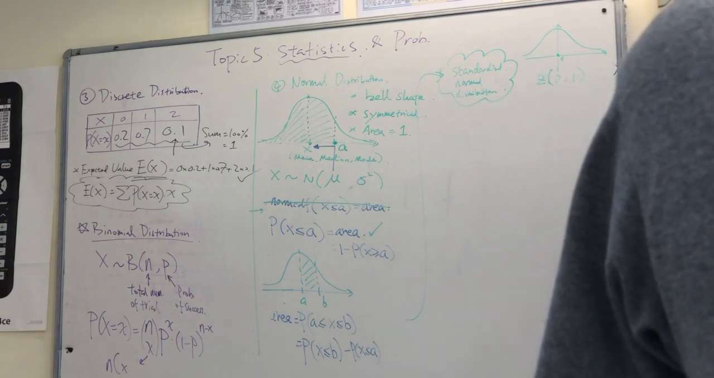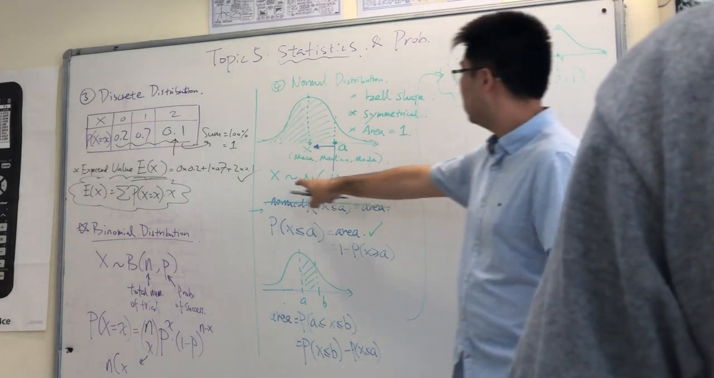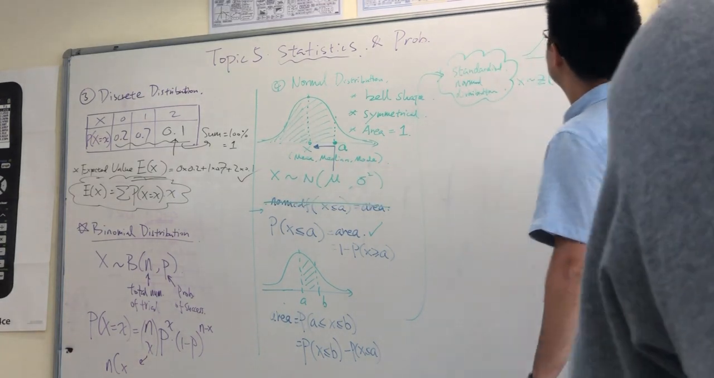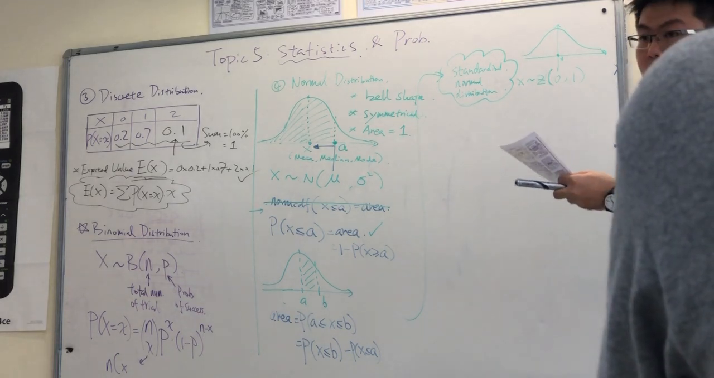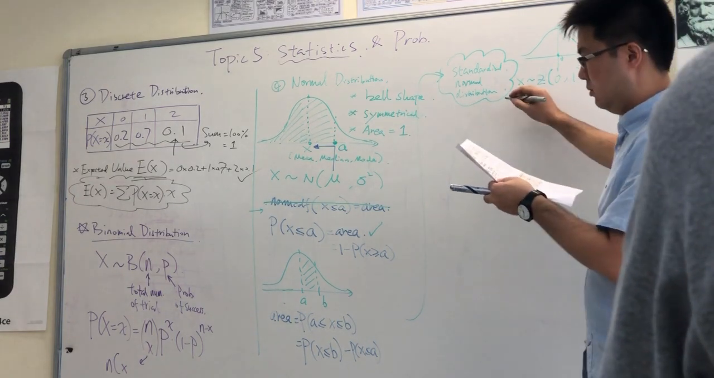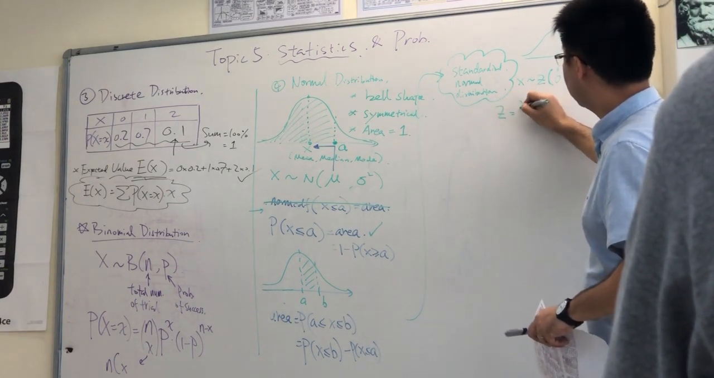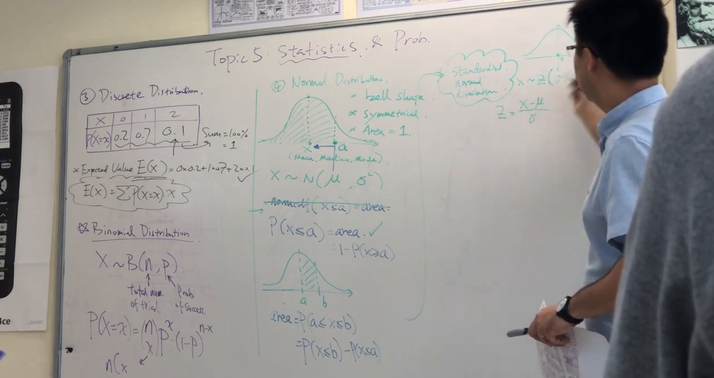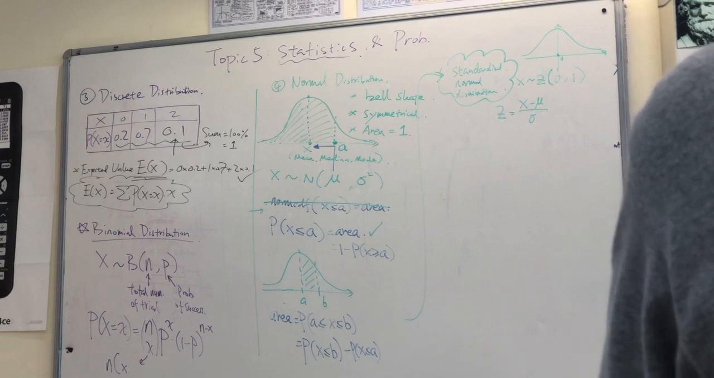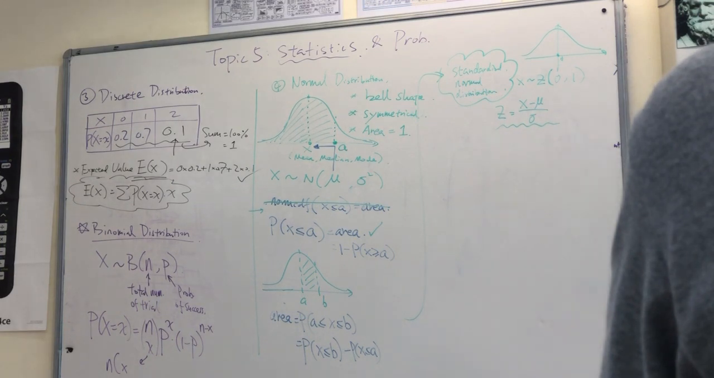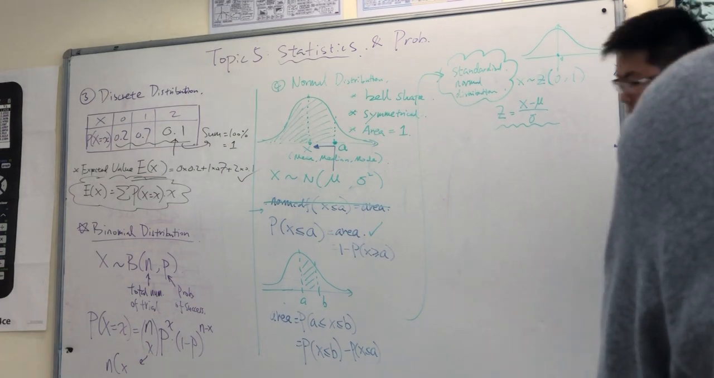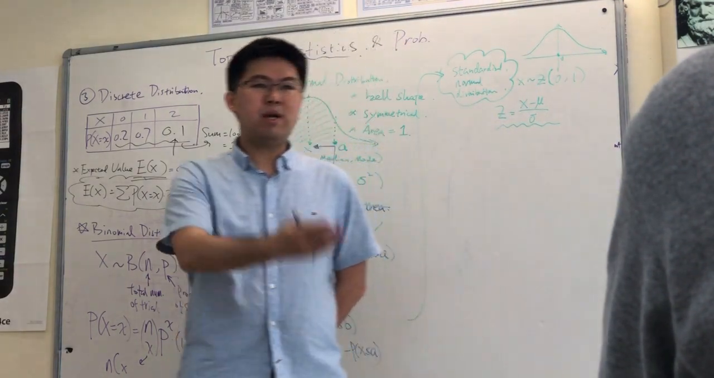All right. So what's the relationship between X and Z? We have a formula. What's the formula? Z equals X minus mu, over the standard deviation. Tell me what's the use of this equation. You can use it to find Z. Give me a situation in which I can apply that. Give me one example.